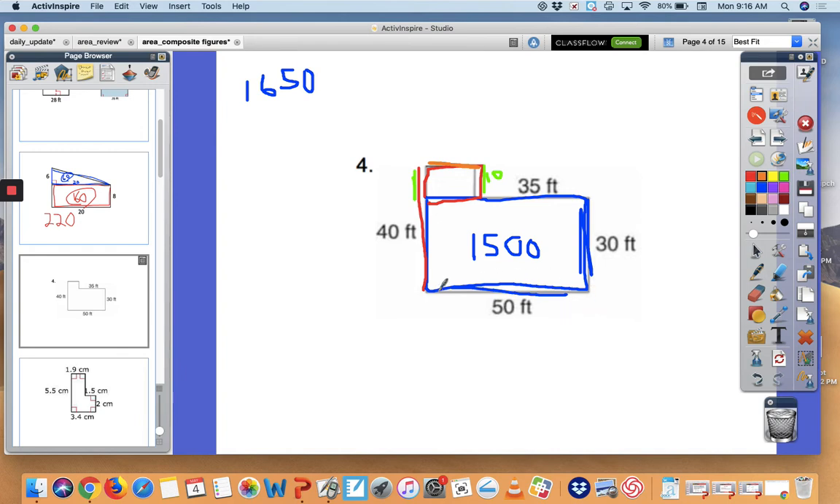Remember, this was 50, the whole thing across, and that's 35. 50 minus 35 will give you this little chunk left over, 15. Now we can figure out the area of the red rectangle up here. We have 15 times 10, which is 1,500. To find the total, you add those two up and you get, boom, same thing, 1,650 for that composite figure.